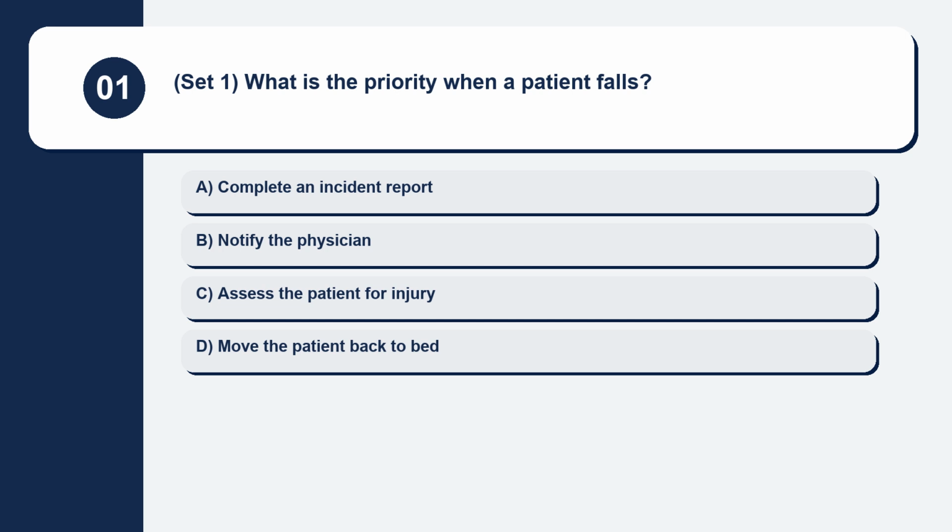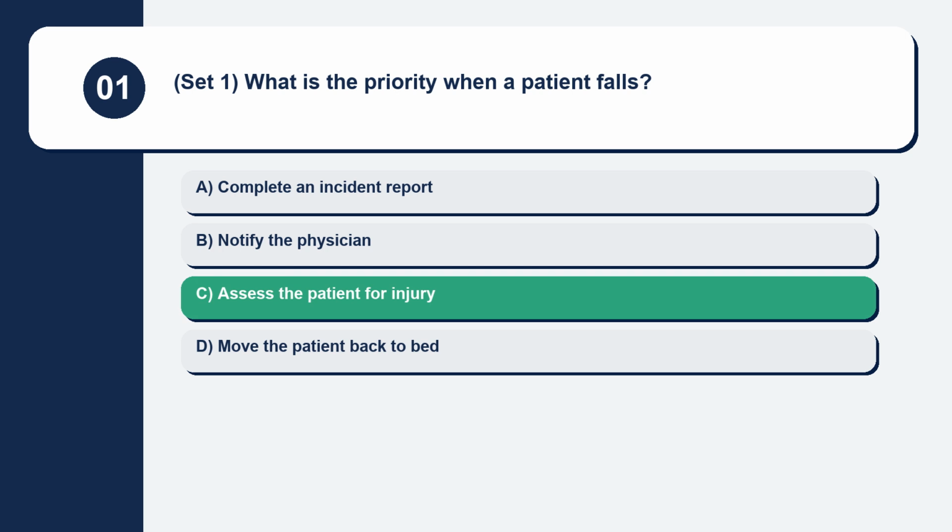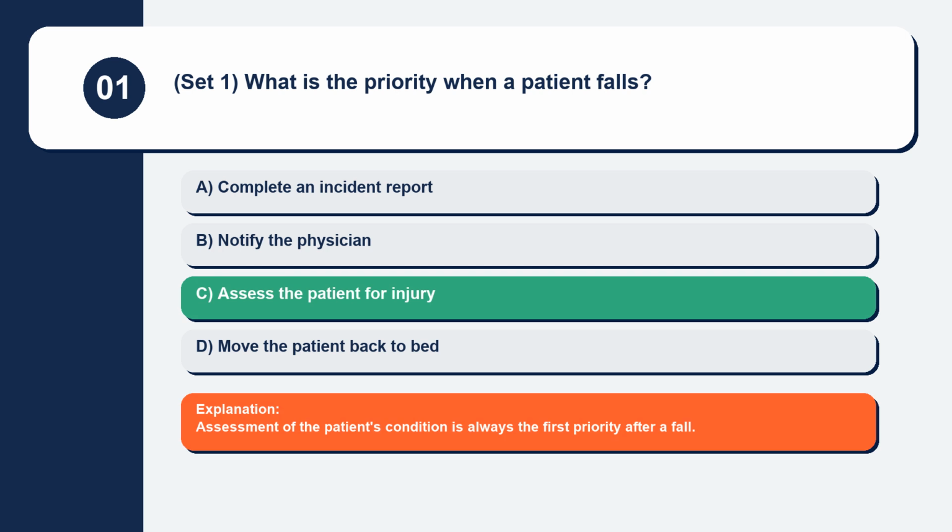Question 1. Set 1. What is the priority when a patient falls? Complete an incident report. Notify the physician. Assess the patient for injury. Move the patient back to bed. Assessment of the patient's condition is always the first priority after a fall.